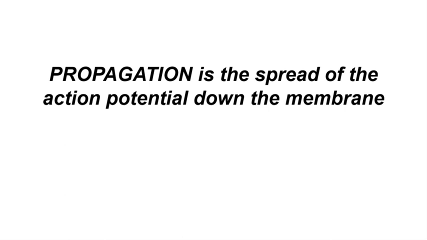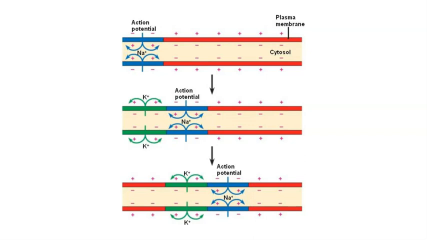Another property of action potentials is their ability to spread like a wave down the membrane. Propagation is the term that we use for the spread of the action potential down the membrane of the neuron axon. So propagation does not involve a single action potential moving down the membrane. Rather, an action potential that's created in a small part of the membrane is the stimulus that will create a brand new action potential in an adjacent region.